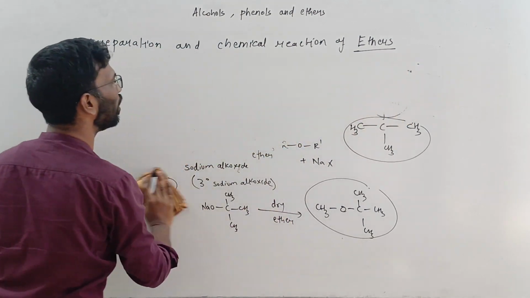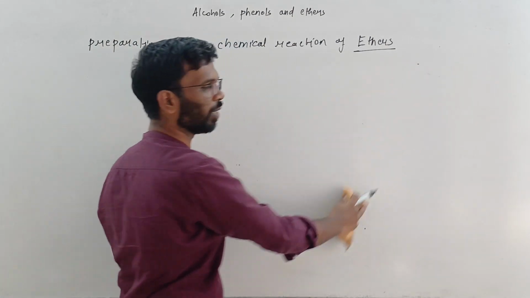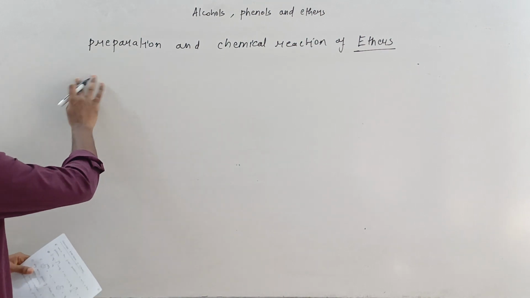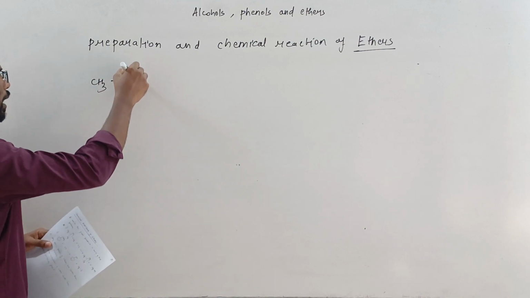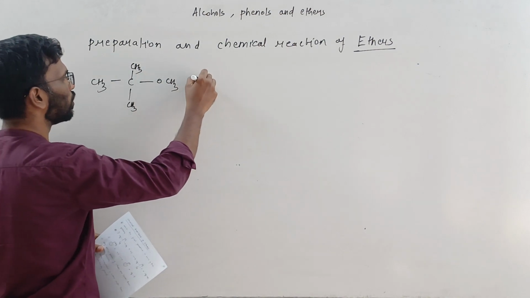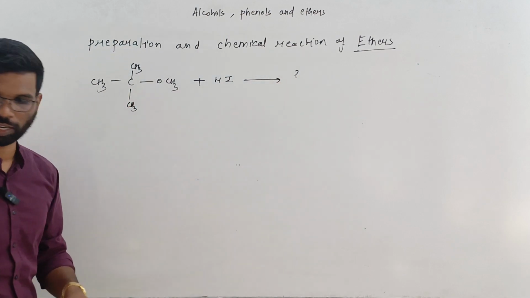So let's learn about the chemical properties, the chemical reactions, how ethers are going to react with some other reagent. So I'll write here chemical reactions. Given is this, write the final product. I'll not write that statement. Write the final product with this HI. Okay, what would be the final product over here?